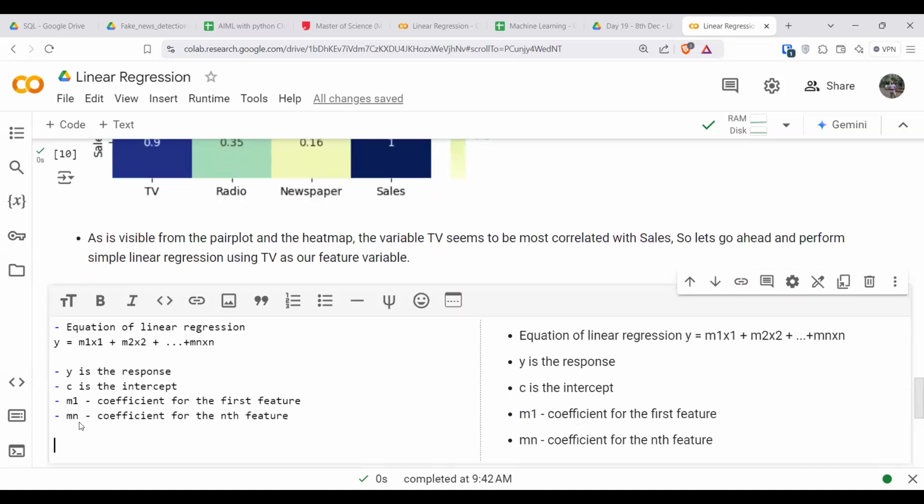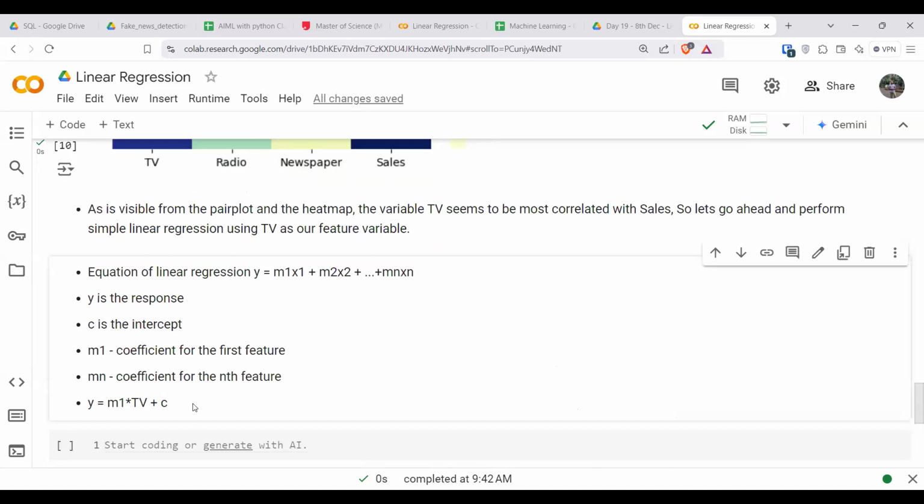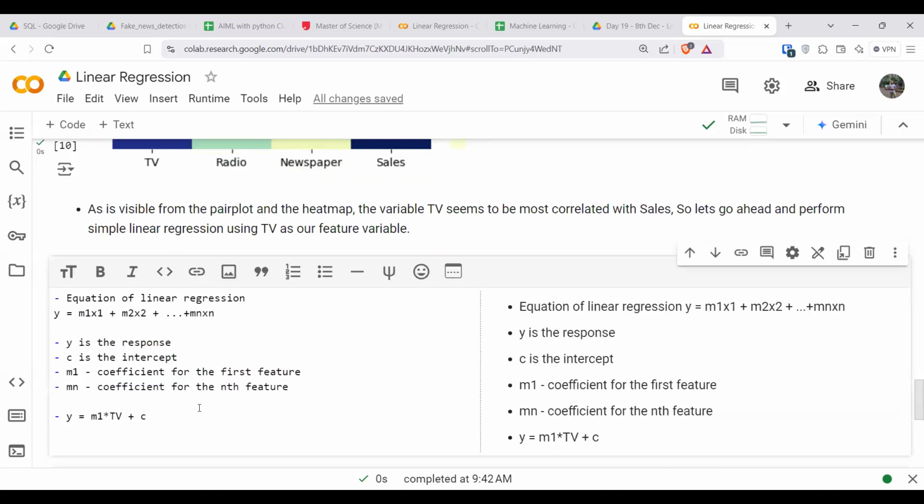But in our case, as it is a simple linear regression, we'll write M1 into TV, that is your x variable, independent variable, plus C. The M values are called model coefficients or model parameters.